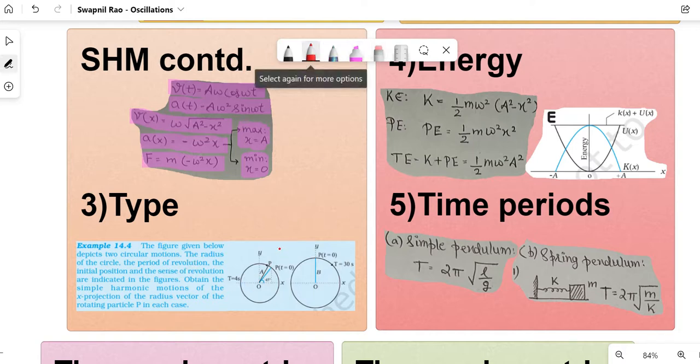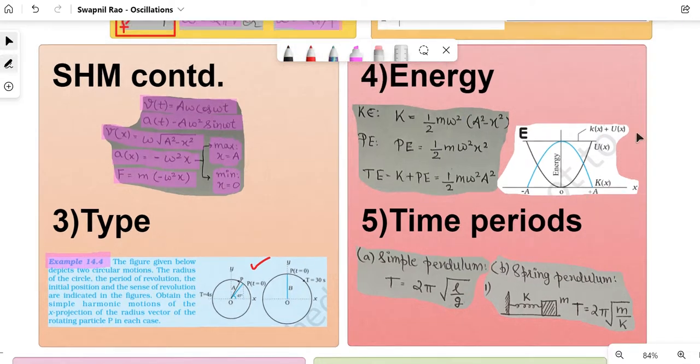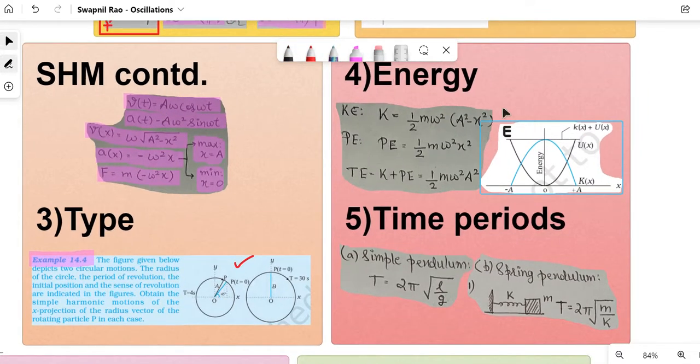I would recommend you to solve it. It's there in the NCERT, example 14.4. This is the example, so you can just check the solution. It's fairly simple once you have done the above, like once you just listen to the above part of the lecture. Next one would be energy.